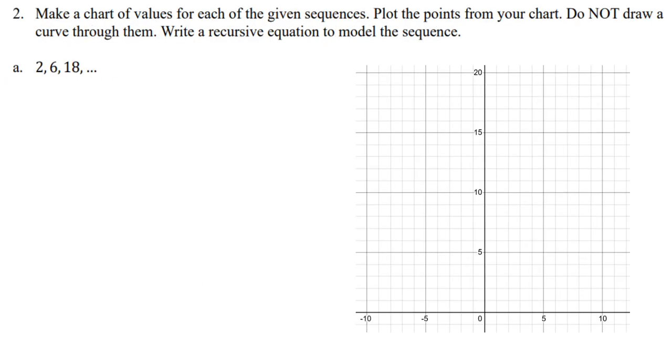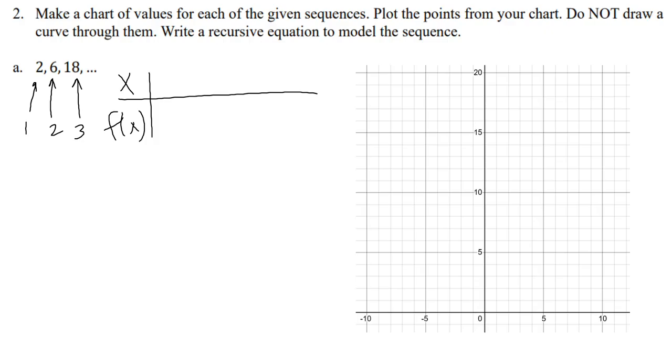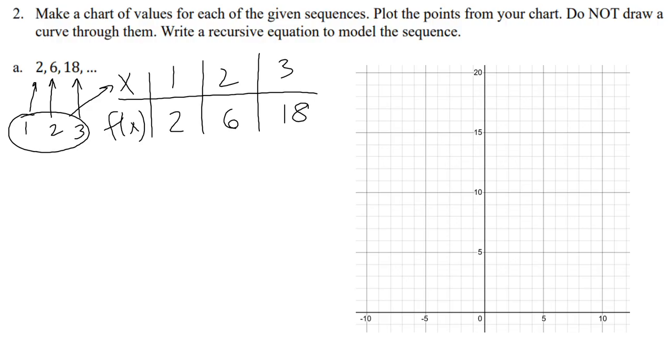And for this one, we're going to do a recursive graph. So we have a recursive sequence that's given to us. First, we'll make our chart of values. 2 is the first term, 6 is the second term, and 18 is the third term. So when I make my chart, the x values are the term numbers, 1, 2, and 3, and the f of x values are 2, 6, and 18, the values of our sequence.